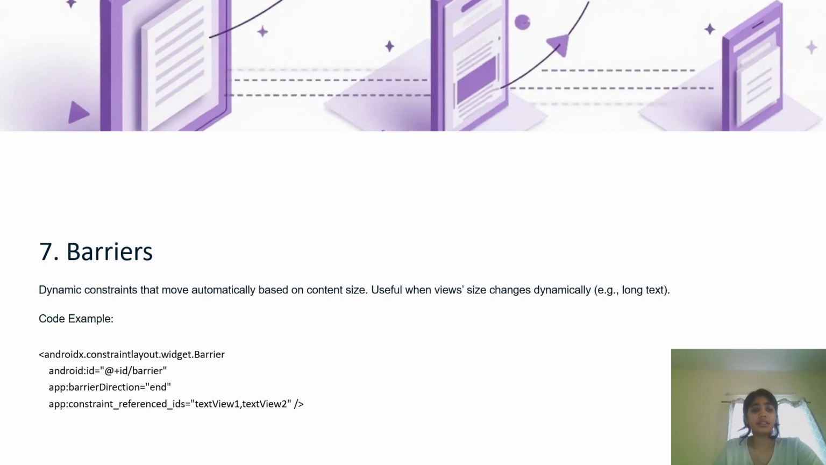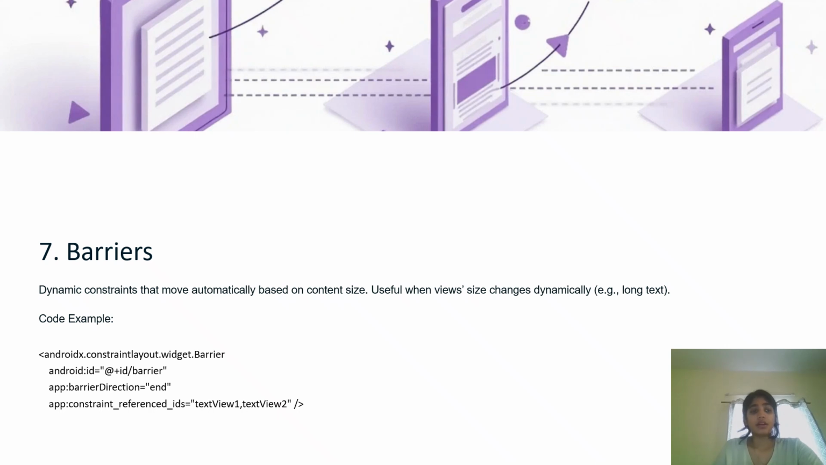And now we are going to discuss the barriers. A barrier is a virtual helper object that creates a dynamic constraint line based upon the size and position of multiple views. And here is the step-by-step explanation. This line declares a barrier view helper from the constraint layout package. And Android ID assigns an ID to the barrier so that other views can reference it.